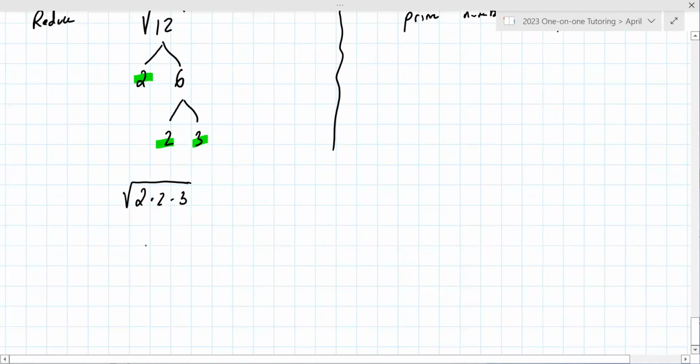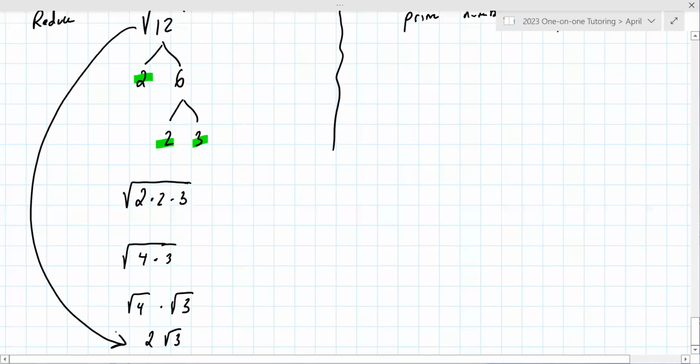Yeah. Okay. And we can break this apart as the square root of 4 times 3 because 2 times 2 is 4. And we can further simplify this as the square root of 4 times the square root of 3. The square root of 4 is 2. Okay. So when I said reduce the square root of 12, this is what I was looking for here. Now there's a reason for this, and it's related to the quadratic formula. Let's do one more here before our time is up for today.